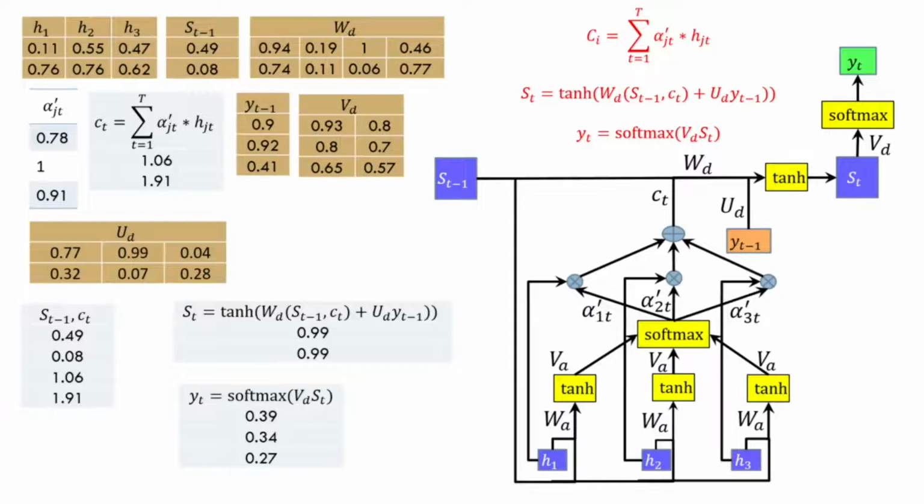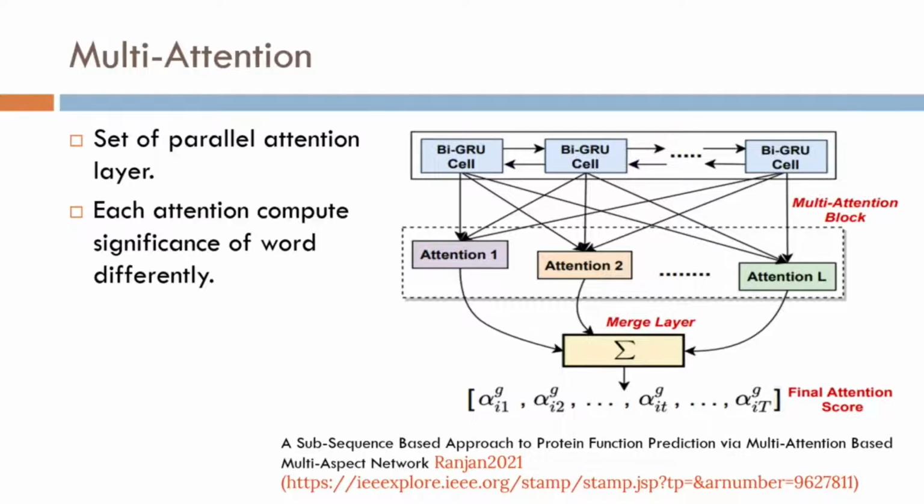So after the formula is same as the Bhanadu et al.'s method, just that the attention scores are normalized to bump up the values between 0 and 1 by dividing with the maximum attention value. Another thing that Ashish applied was multi-attention. So in multi-attention, instead of having one attention layer, we have a set of multiple parallel attention layers, and each attention computes the significance of the words differently. Then we finally merge the attention scores using a summation operator to get the final attention score.